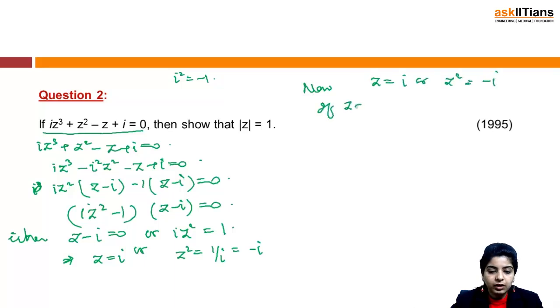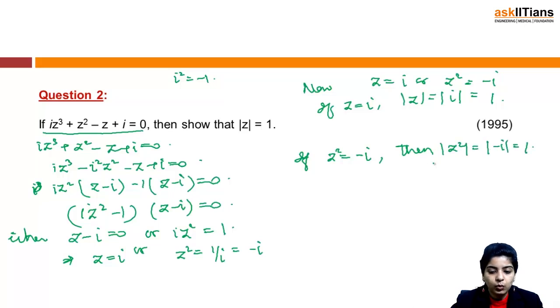If z is iota, then mod z would be mod of iota, which would be equal to 1 obviously, and if z square is minus iota, then mod of z square would be equal to mod of minus iota, which would be equal to 1, which implies mod of z square is 1. So mod z is equal to 1. So this question was also simple. I have just tried to use the properties of iota, integral powers of iota, and rearrange the terms in order to factorize them, and then we have reached the conclusion.